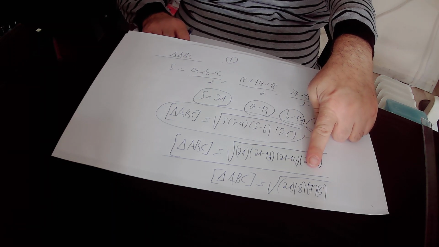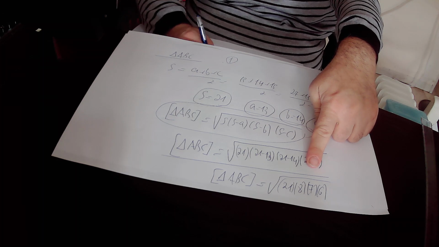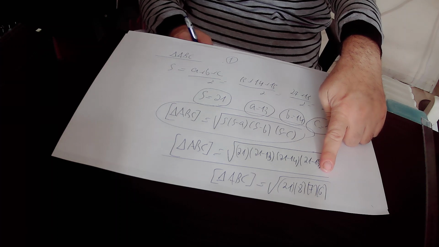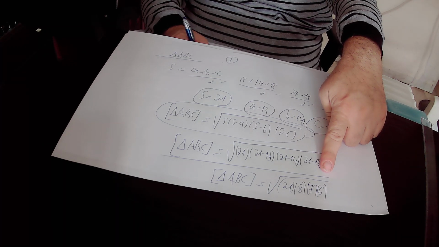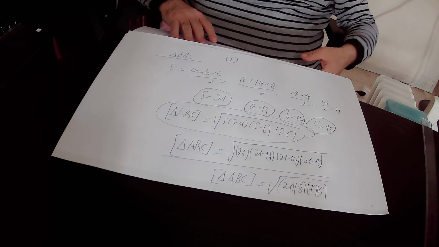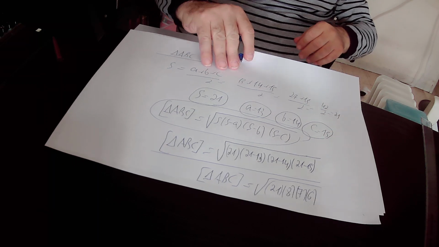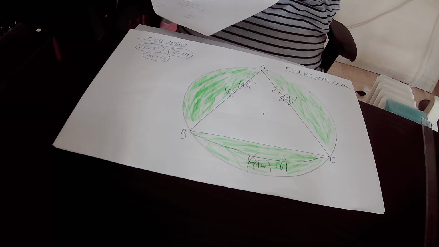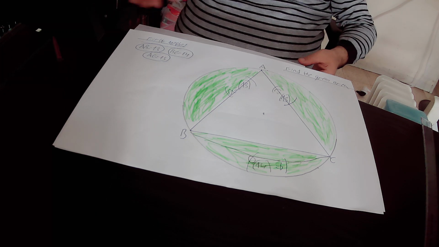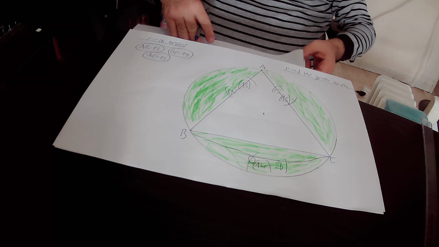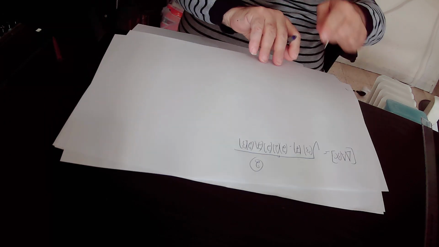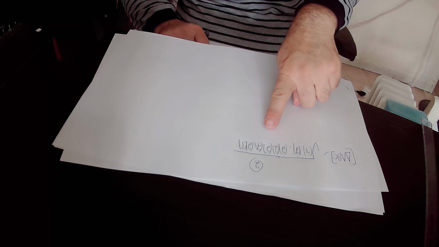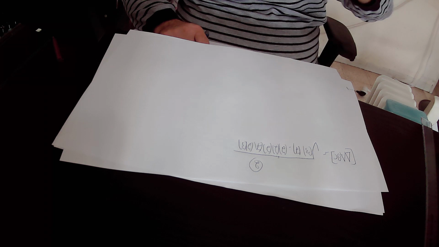Times 7 times 6. We substitute 6 by 2 times 3. So we found out that the area of this triangle ABC, according to rule number 4, equals the square root of 3 times 7 times 2 times 2 times 2 times 7 times 2 times 3.